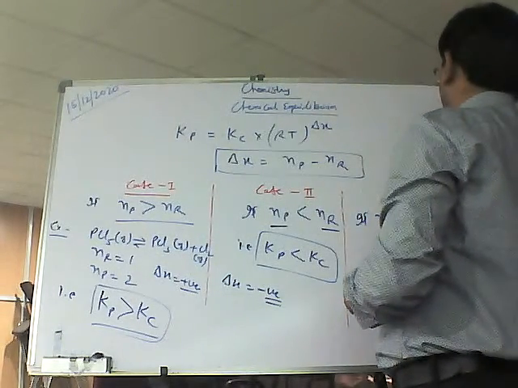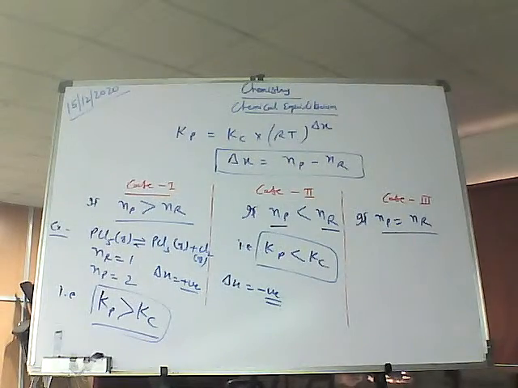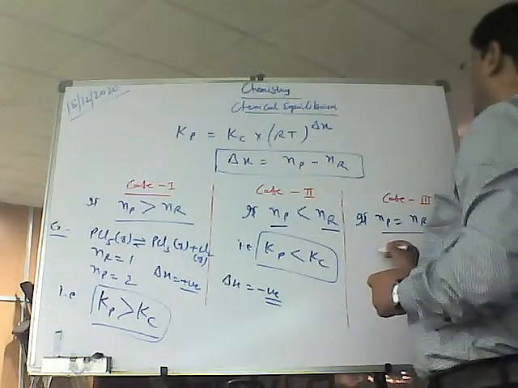If the number of moles of the product is equal to the number of moles of the reactant, then what will happen? Anybody can text?